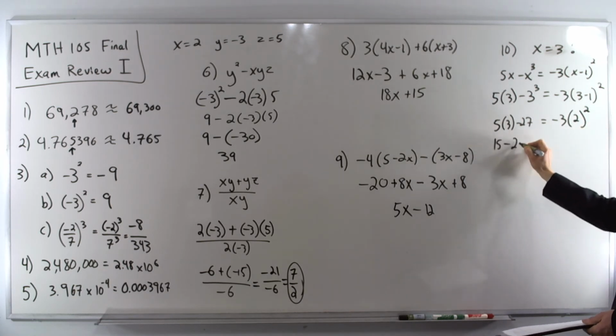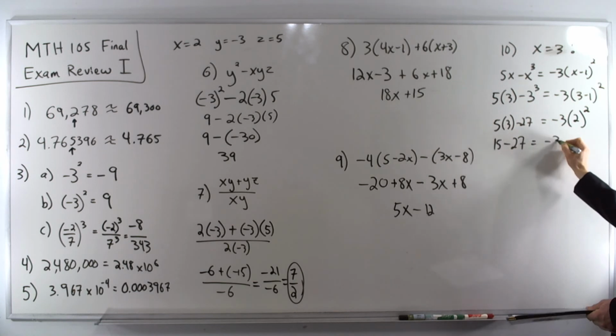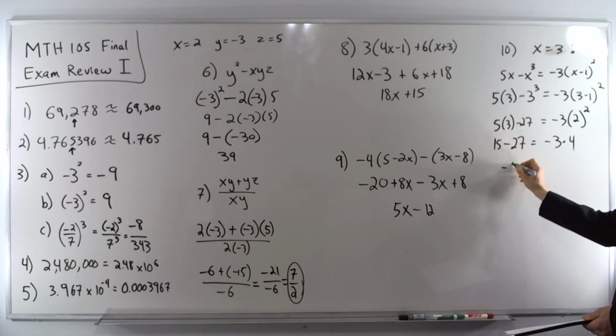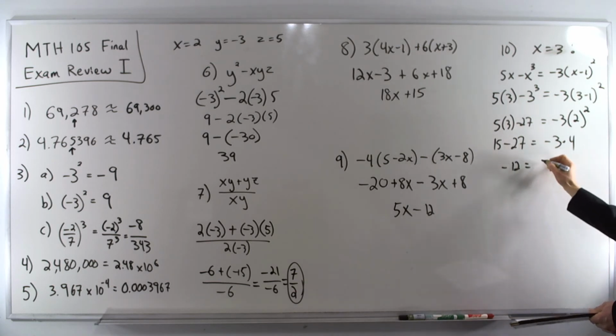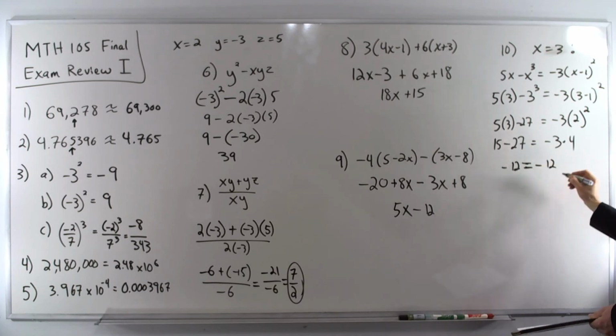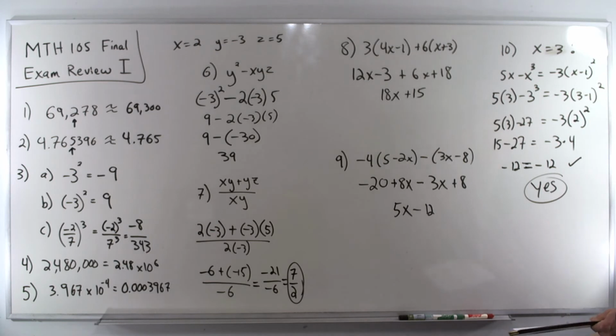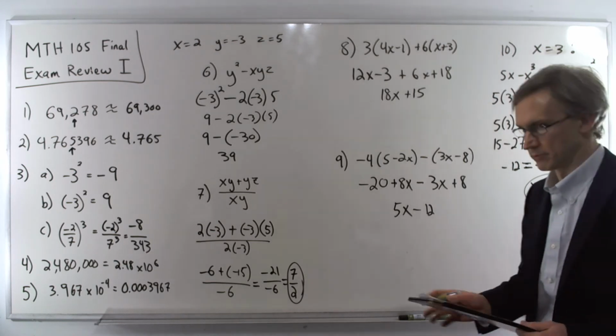So 15 minus 27 equals negative 3 times 4. Subtracting here, we get negative 12, and negative 3 times 4 is negative 12. Now we get a true statement at the end. The two sides are equal. So that means, yes, 3 is a solution to that equation.